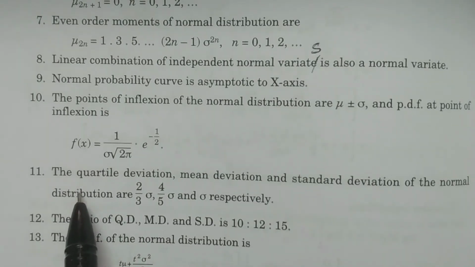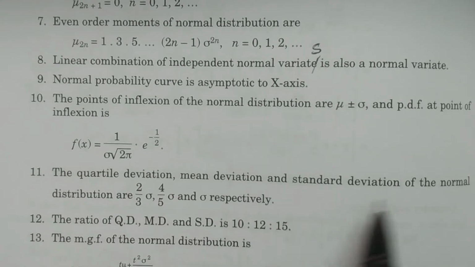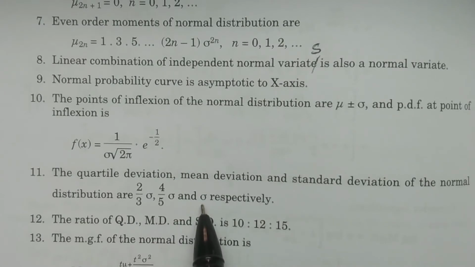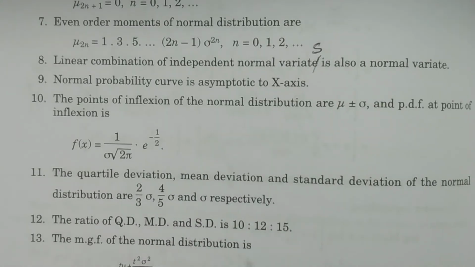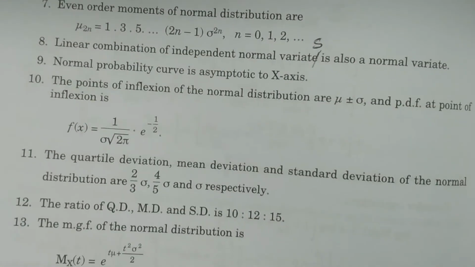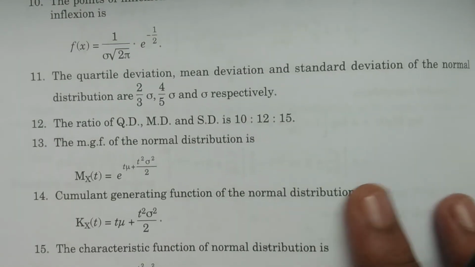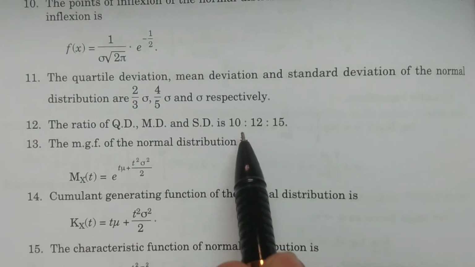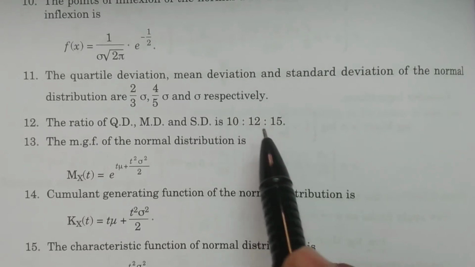And the next one, the quartile deviation, mean deviation and standard deviation of the normal distribution are 2 by 3 sigma, 4 by 5 sigma and sigma. Quartile deviation is 2 by 3 sigma, mean deviation is 4 by 5 sigma, standard deviation is sigma. That is another important property. Now, the ratio of quartile deviation, mean deviation, standard deviation is 10 is to 12 is to 15. That is another important property.